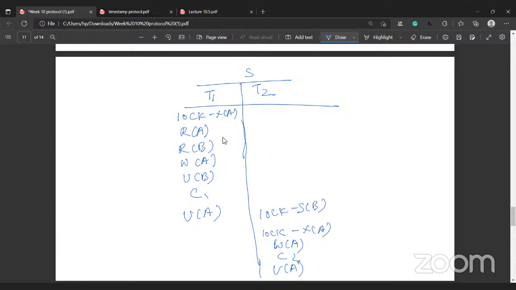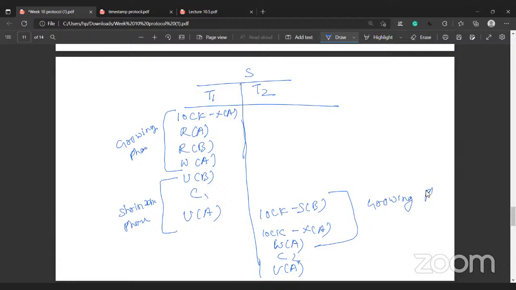Yes, sir. You can see that this is the growing phase for transaction T1 and this is the shrinking phase, right? And for transaction T2, this is the growing phase and this is the shrinking phase.